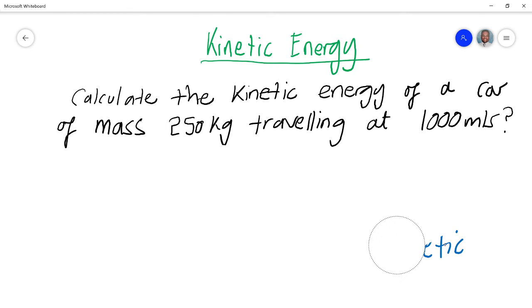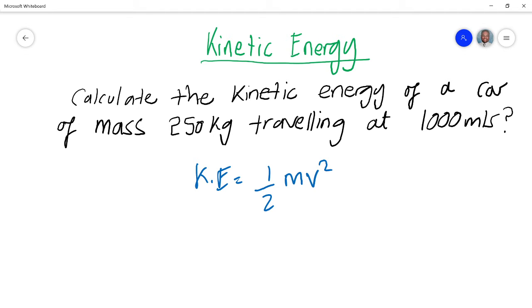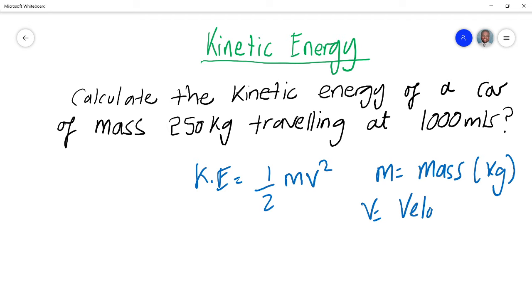All right. So what's the formula for kinetic energy? The formula for kinetic energy is KE. Kinetic energy is half mv squared, where m is referred to as mass. So that's the mass of the object in question, and mass is in kilograms. So the unit used to measure mass is kilograms, and v is your velocity. Now velocity is measured in meters per second.